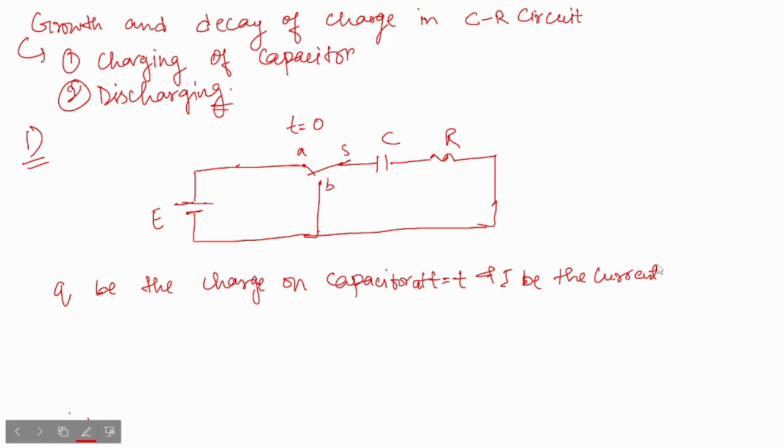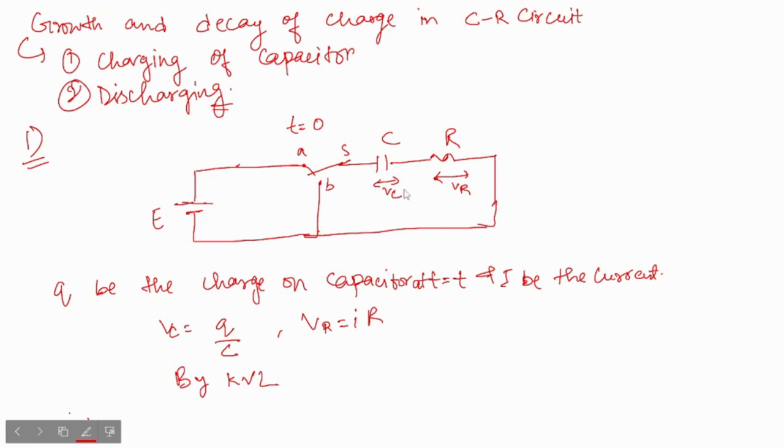Now what will happen? The potential that will be developed across C, let's say it is VC, and potential developed across R is VR. You know that VC will be Q upon C, where Q is the instantaneous charge, and VR will be I into R, where I is the instantaneous current.